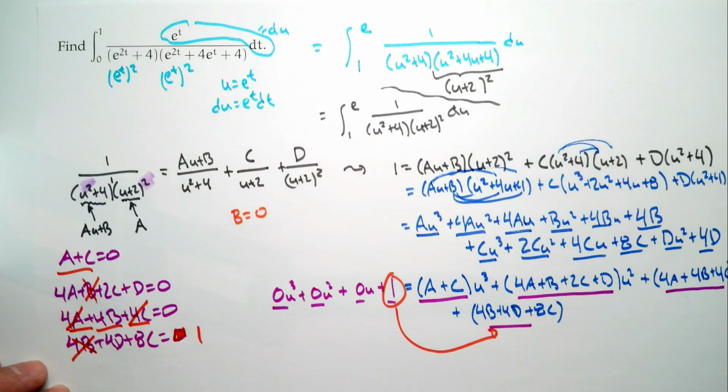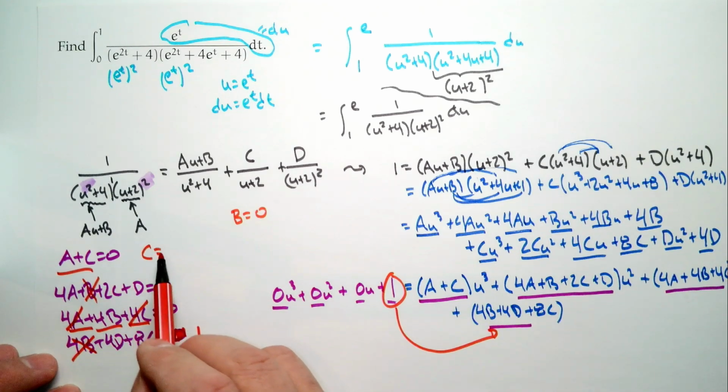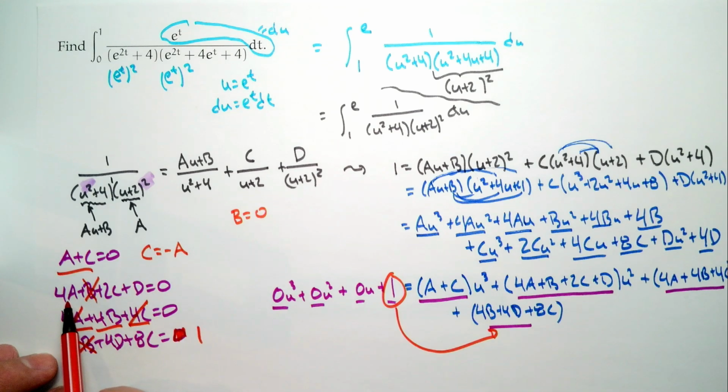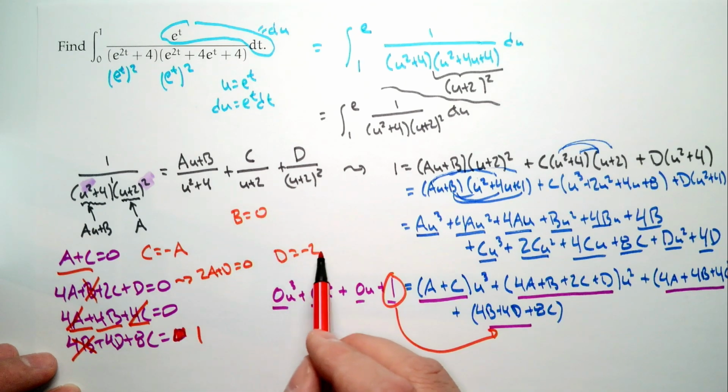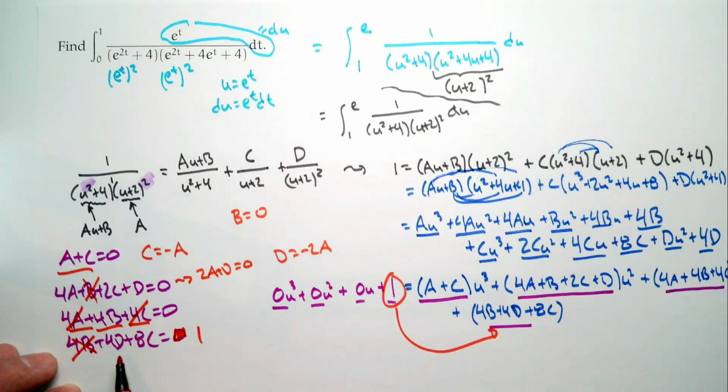Let's use the fact that C equals minus A. 4A plus 2C. Well, if I replace C by minus A, this is really 4A minus 2A. So this becomes 2A plus D equals 0, which tells us that D equals minus 2A. So now we'll come down here. We have 4 times D. Well, D is minus 2A, so that's minus 8A. Then we have 8 times C, and C is minus A, so that's minus 8A equals 1.